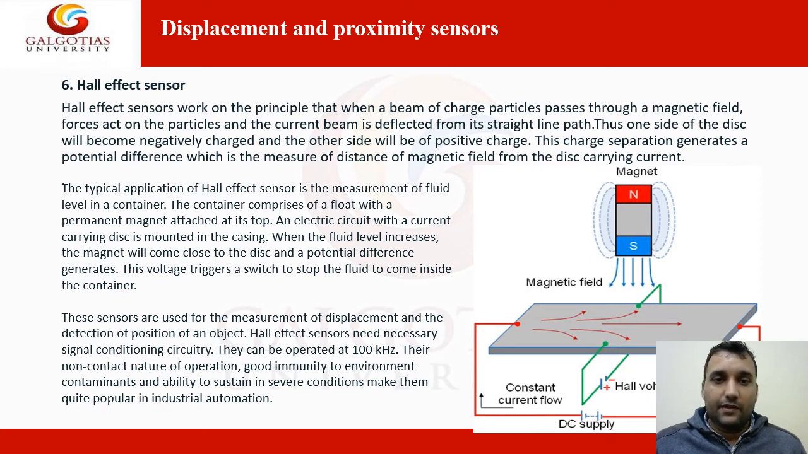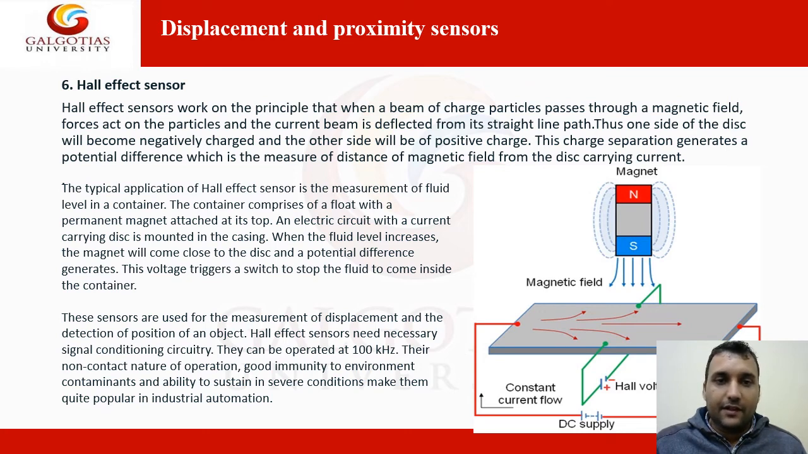So, in the Hall effect sensors, when a beam of charged particles is passed through a magnetic field, the force acts on the particles and the current beam is deflected from its straight line path. The straight line path is here, and it is deflected to one side. One side of the disk will become negatively charged and the other side positively charged. So it will act like a magnet.